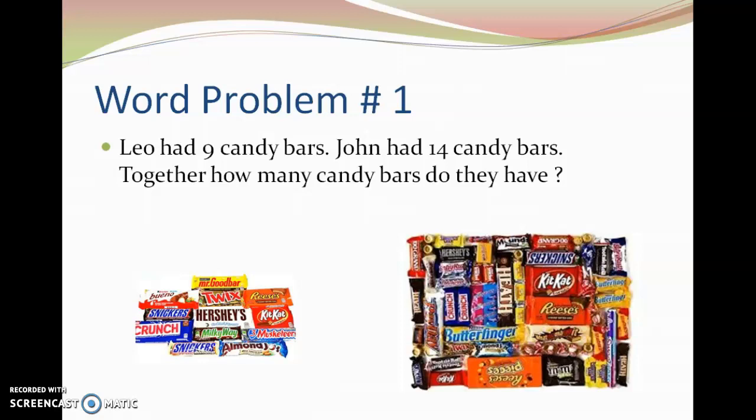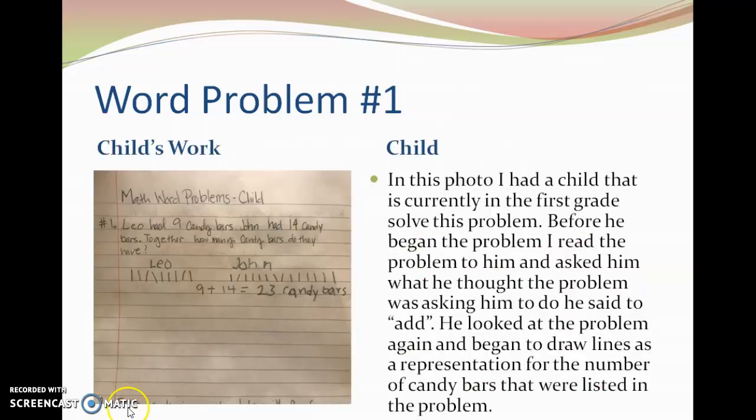Leo had 9 candy bars, John had 14 candy bars. Together, how many candy bars did they have? So this is the work of the child that solved the problems. He is in the first grade. It was a relative of mine that assisted me with this assignment.